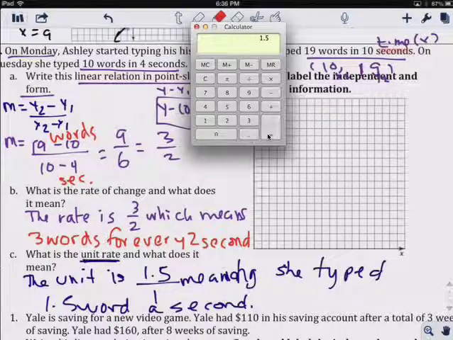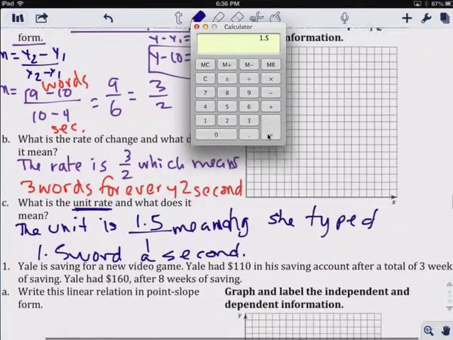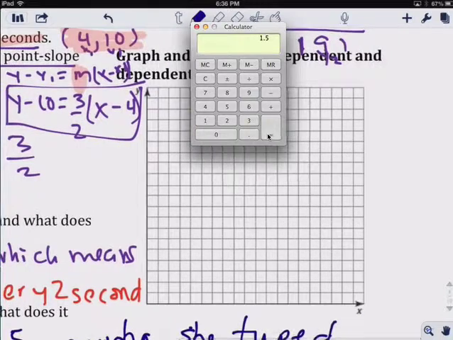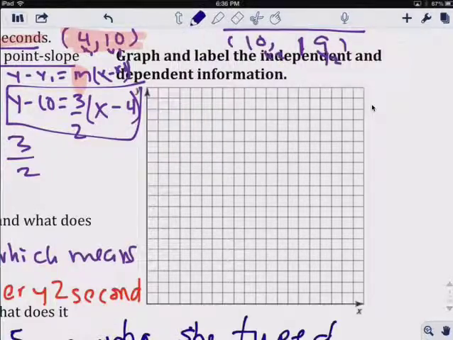These are in seconds. Okay? Now, they want you to graph. There are many ways to graph. I can show you a new way, but we'll just do what we've been doing.